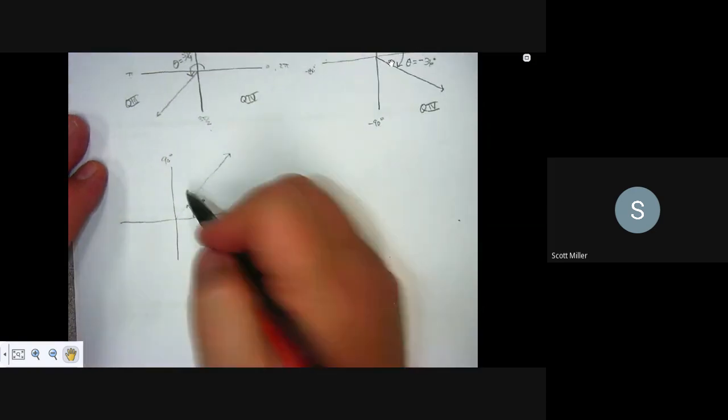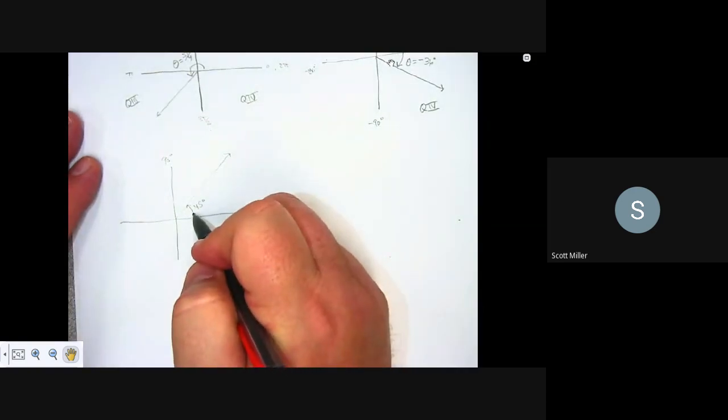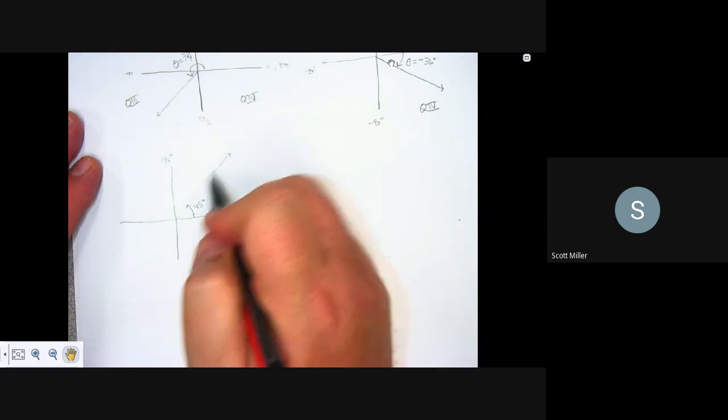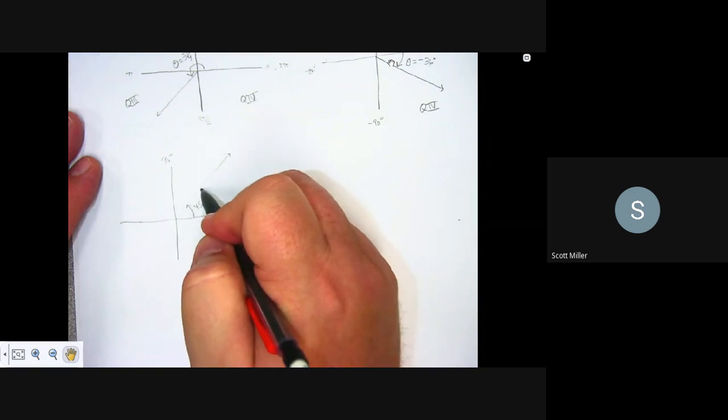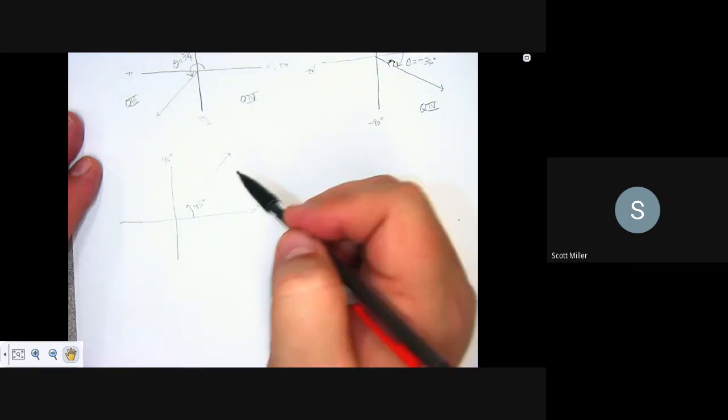So coterminal means I'm going to go around. I can go in a positive direction to get back to this line. I can go all the way around the circle and then up to that line again. That would be an angle that is coterminal to 45 degrees.